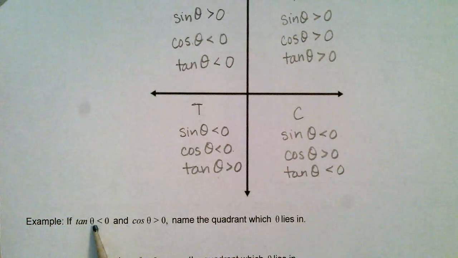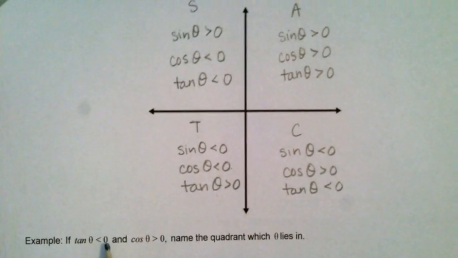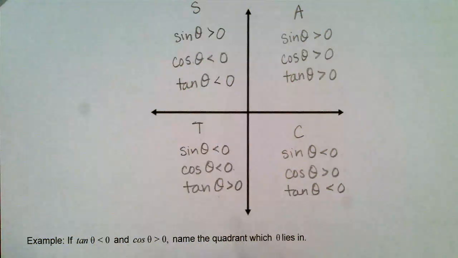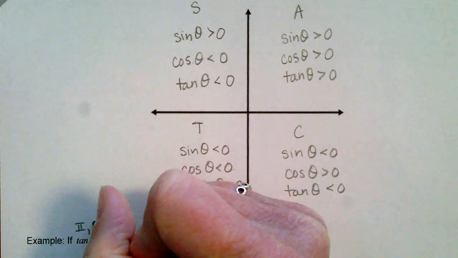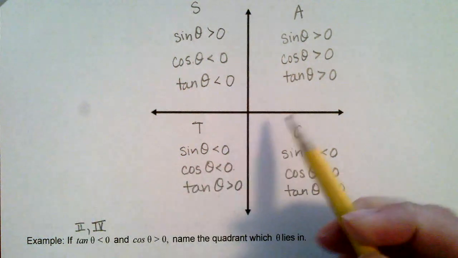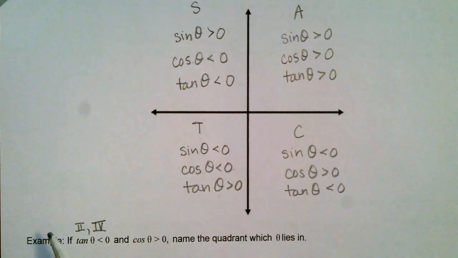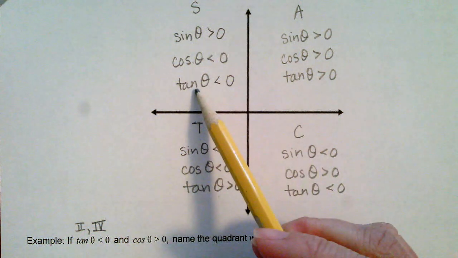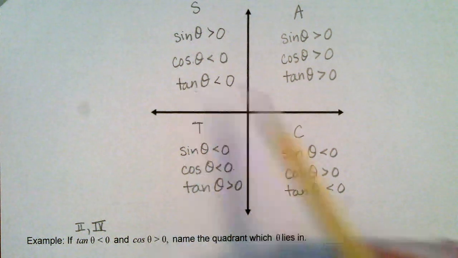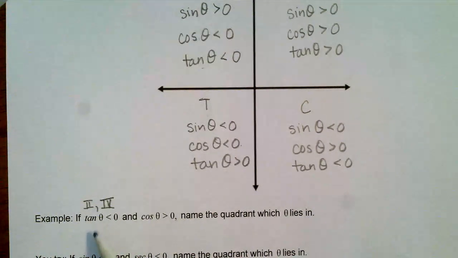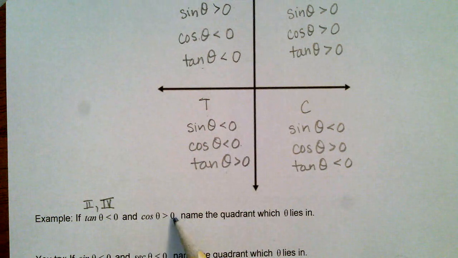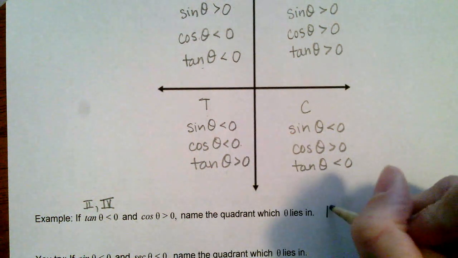So tangent is negative. Our tangent is negative in our second quadrant or in our fourth quadrant. Okay, so that breaks down our options from 4 down to 2. But we have this "and," so our cosine also needs to be positive. Our cosine in quadrant 2 is negative. Our cosine in quadrant 4 is positive. So the quadrant that has tangent negative and cosine positive is going to be quadrant 4.